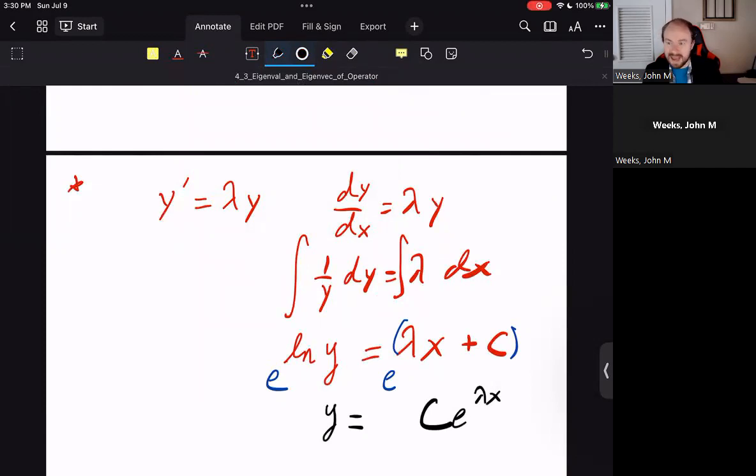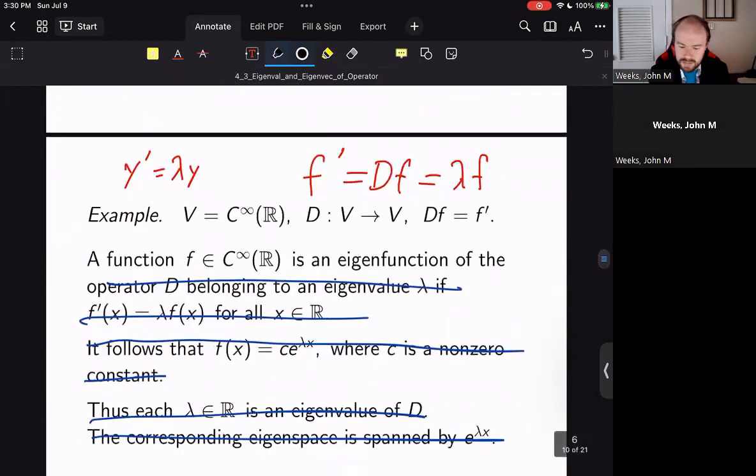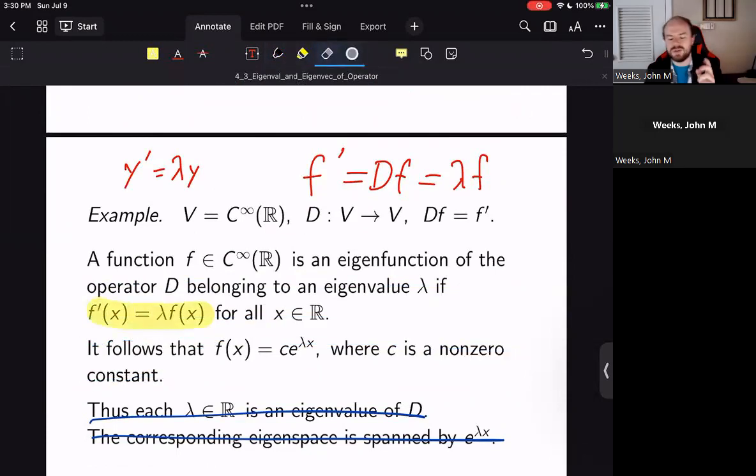So that's how we get this value of y. We could use a differential equation technique to solve that. Indeed, whenever we have f prime equals lambda f of x, it follows that f of x equals c times e to the lambda x, where c is a non-zero constant. Why are we specifying non-zero here? I didn't see that anywhere in my solution from before. The reason we specify non-zero is that if it is zero, our function is the zero vector. The only things we want as eigenfunctions are those that are non-zero, so we throw out zero from our set there.